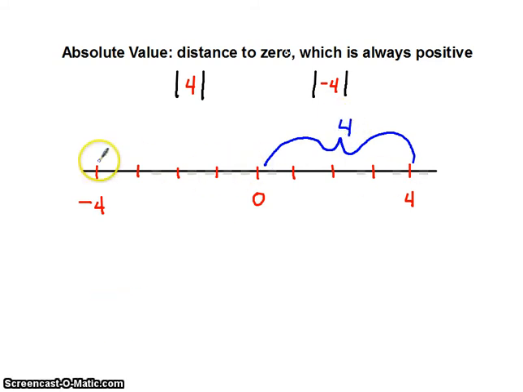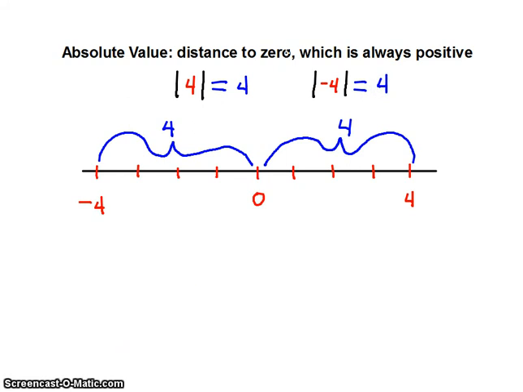What is the distance to 0 from -4? It's equal to 4 as well. We have a total of 4 units away from 0. So the absolute value of 4 is equal to 4. The absolute value of -4 is equal to 4.